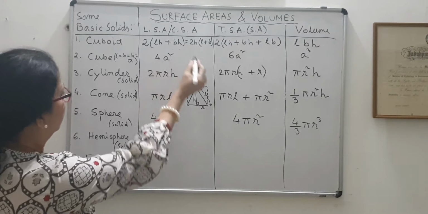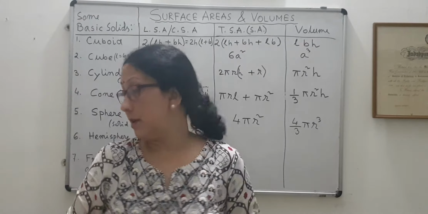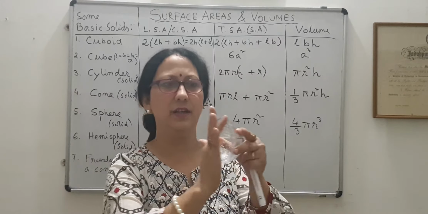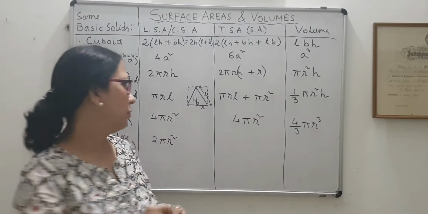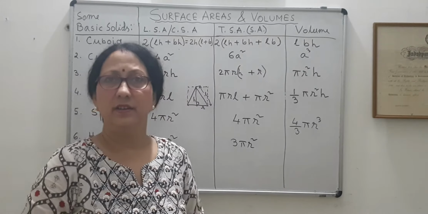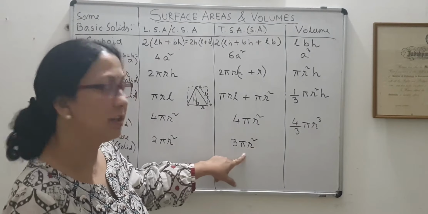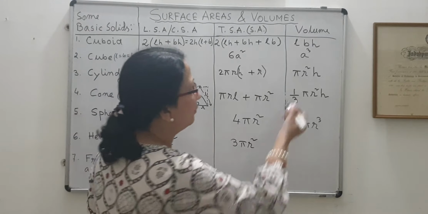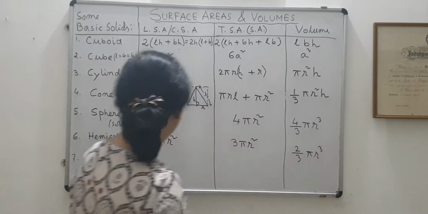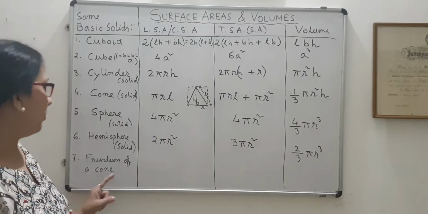So the CSA will be half of it, 2 pi r square. But the total surface area will be this CSA plus this base area if it is solid. Base area is pi r square, so it will be 3 pi r square. But if the hemisphere is hollow, then it will be 2 pi r square only. So this is only for a solid hemisphere. And the volume will be half the volume of the sphere, so it is 2 by 3 pi r cube.